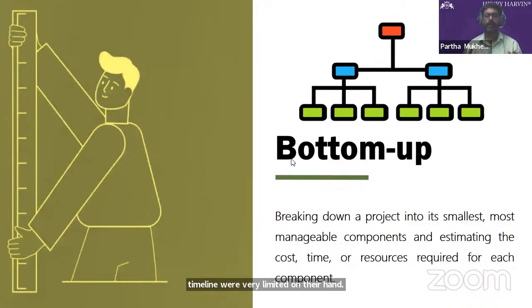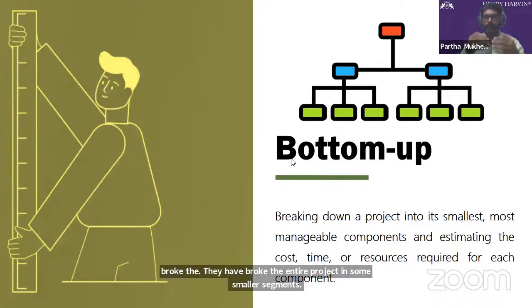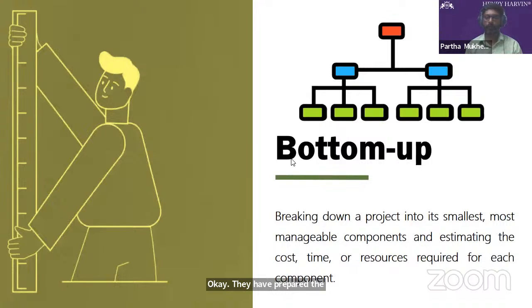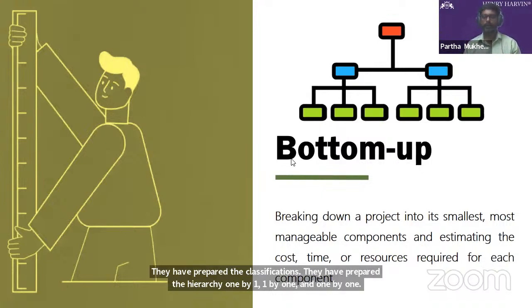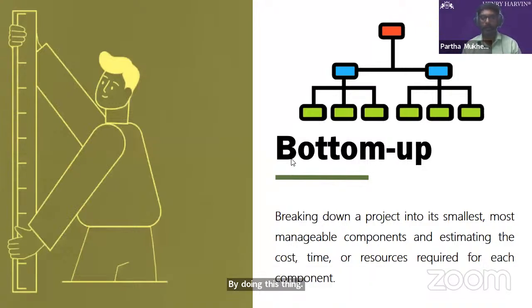So what they did, they broke the entire project into smaller segments. Okay, they prepared the classifications. They prepared the hierarchy one by one. By doing this, they decomposed the entire project. And as they decomposed the entire project, now they could see the project from different perspectives.